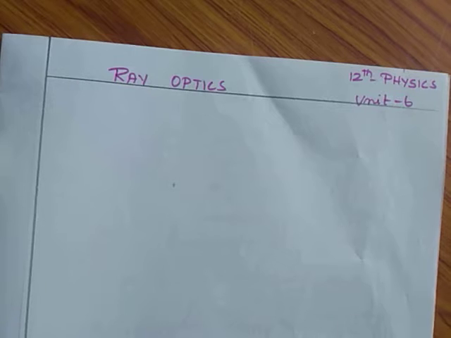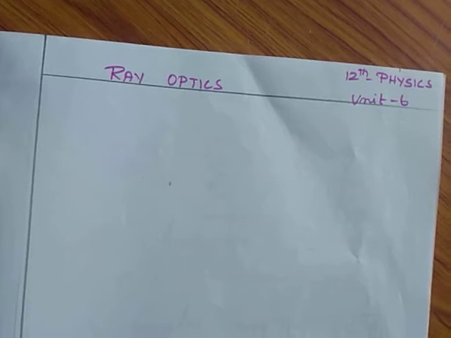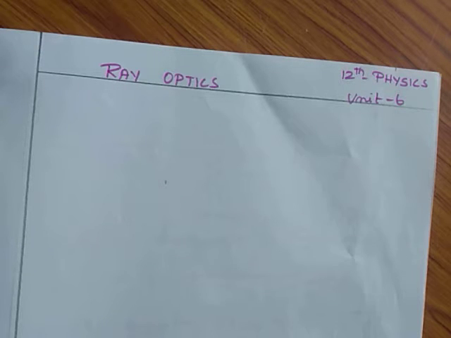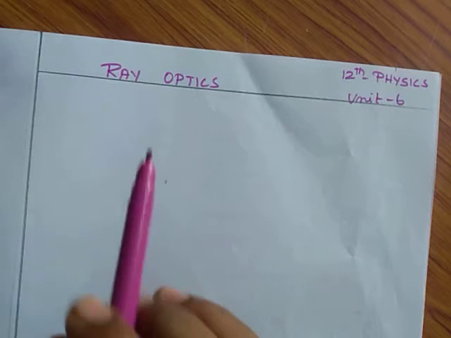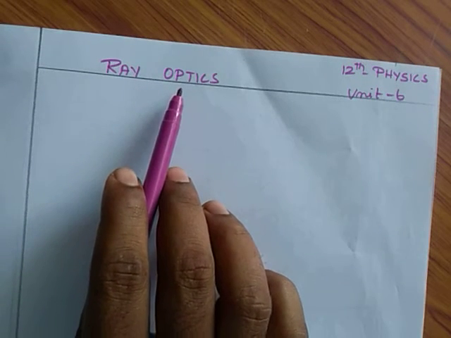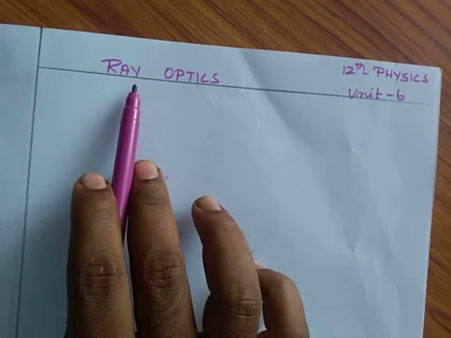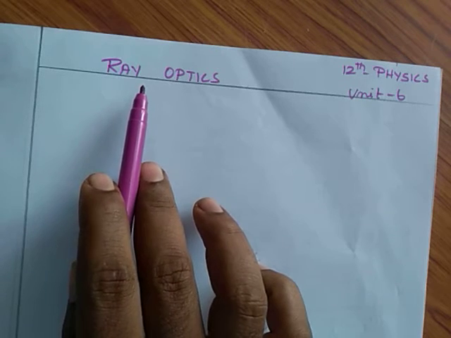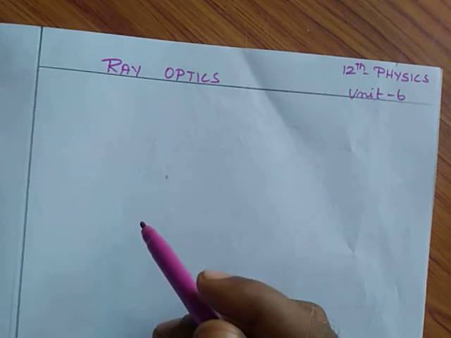Here is a video for the short recap of Unit 6 Ray Optics, and also let me show the important formulas that are used in Ray Optics. Okay, first one, Ray Optics. In this topic we discuss the phenomena of light, that are reflection, refraction, dispersion and scattering of light.